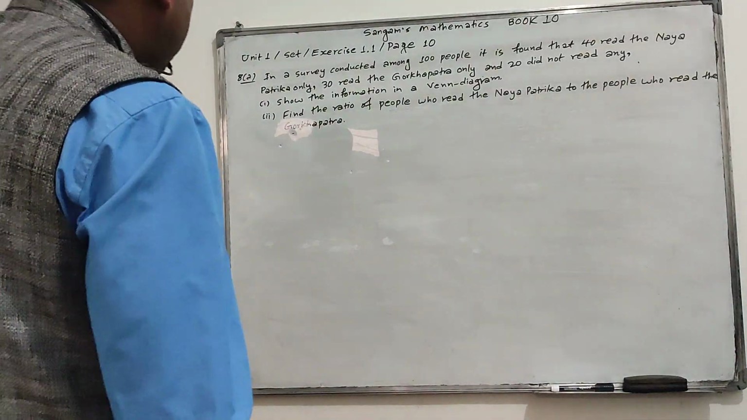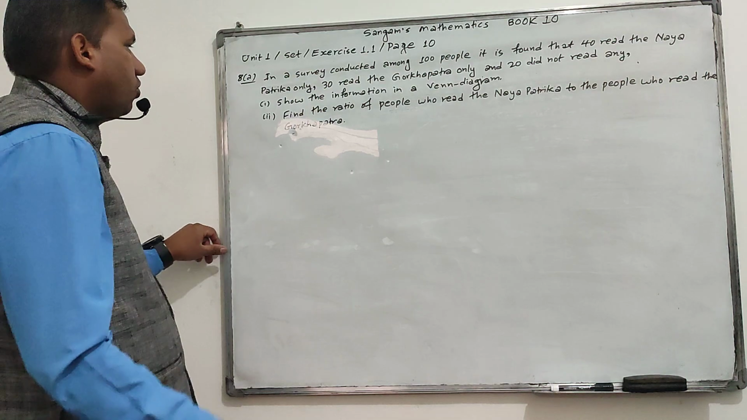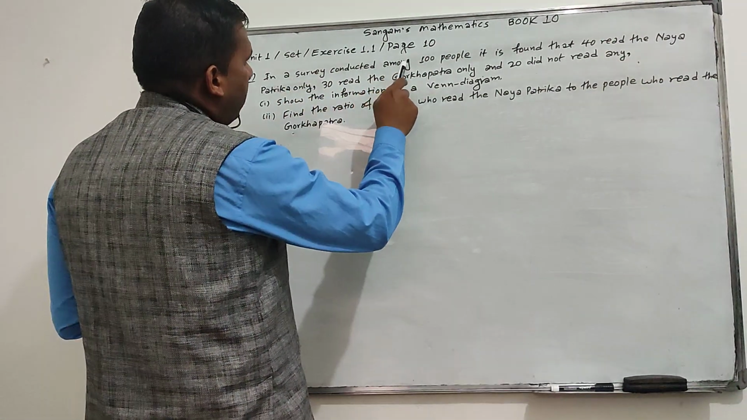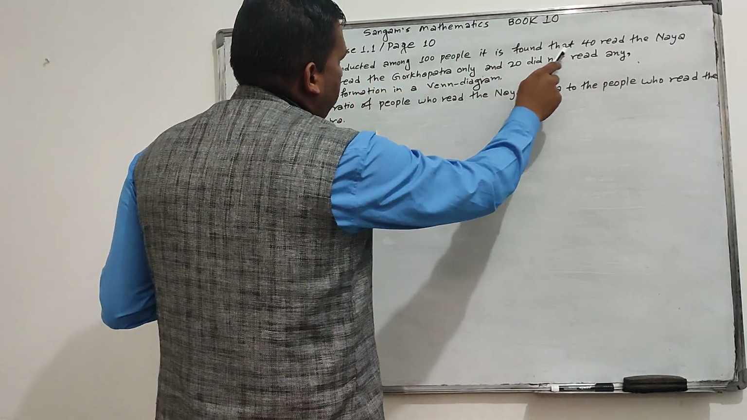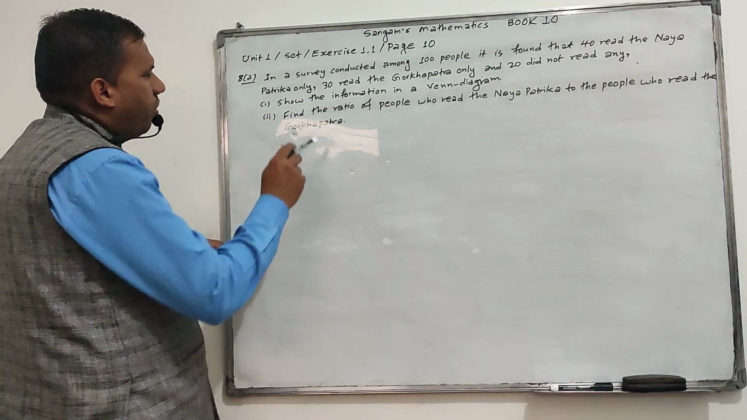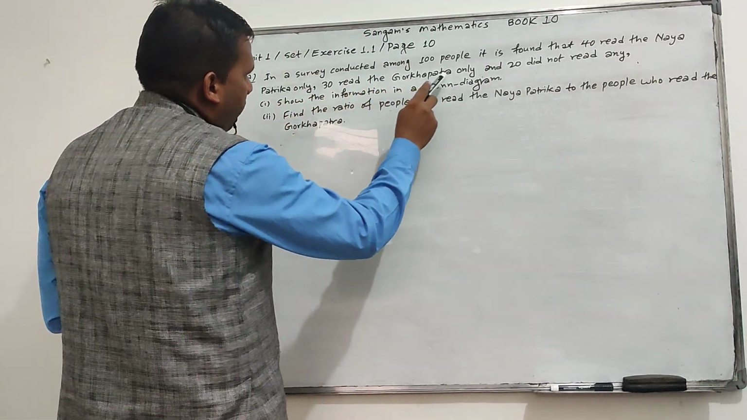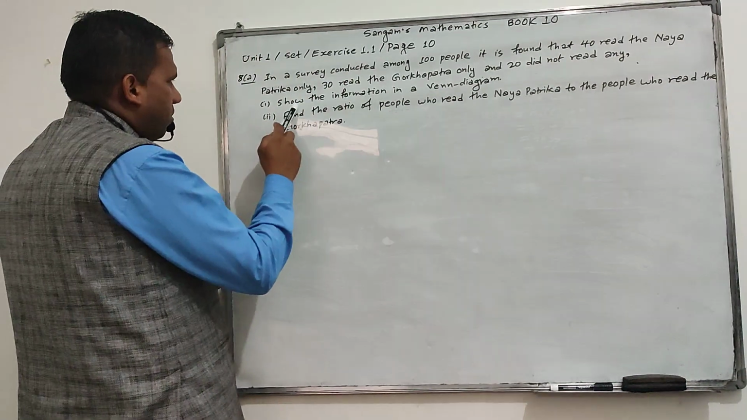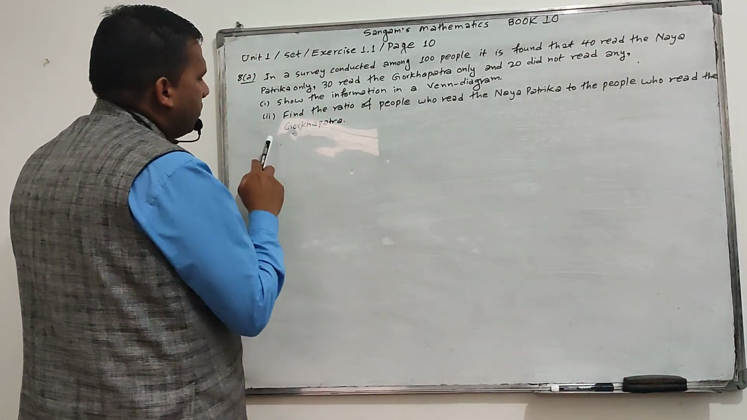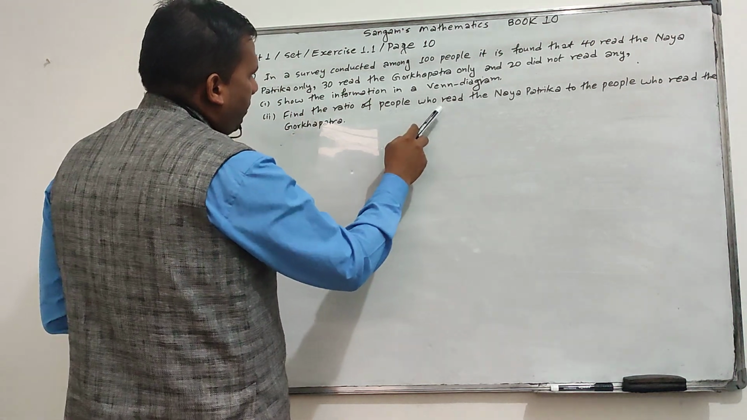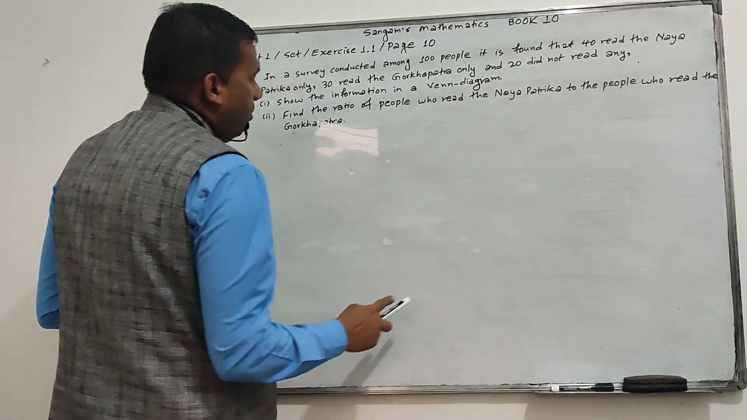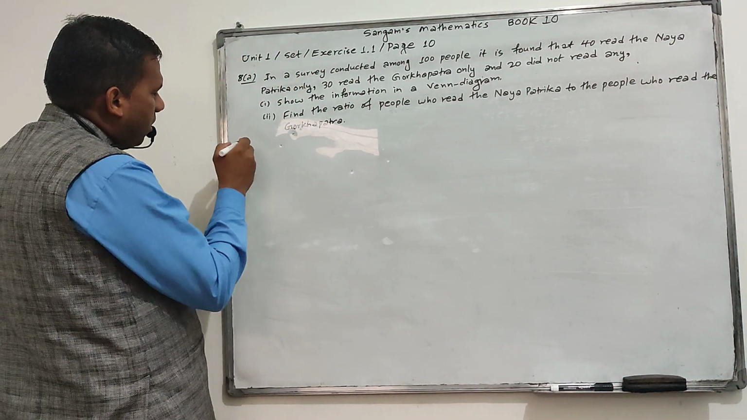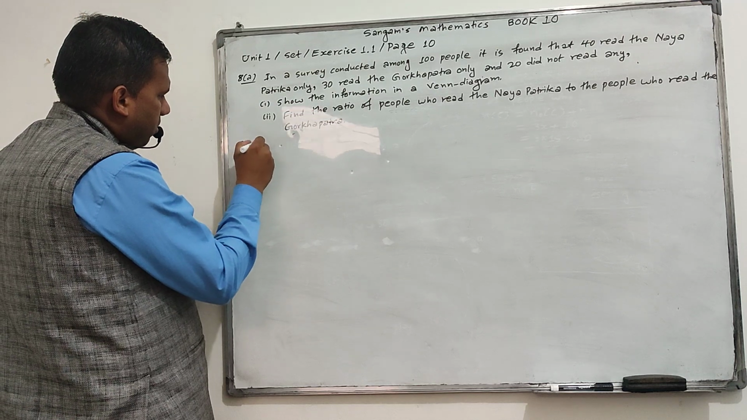Now we go to the next question. Question number 18. In a survey conducted among 100 people, it is found that 40 read the Naya Patrika only, 30 read the Gorkhapatra only, and 20 did not read any. Then 1, show the information in the Venn diagram. 2, find the ratio of people who read the Naya Patrika to the people who read the Gorkhapatra. Let's do the solution.